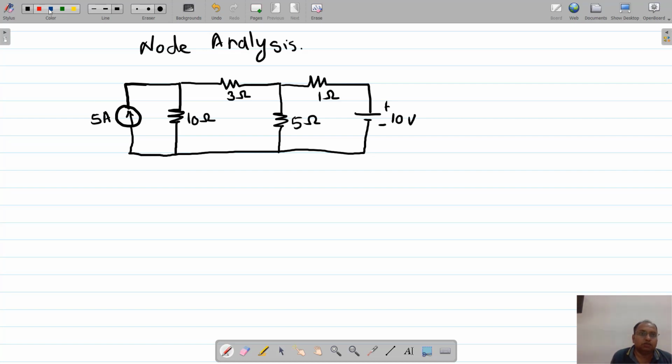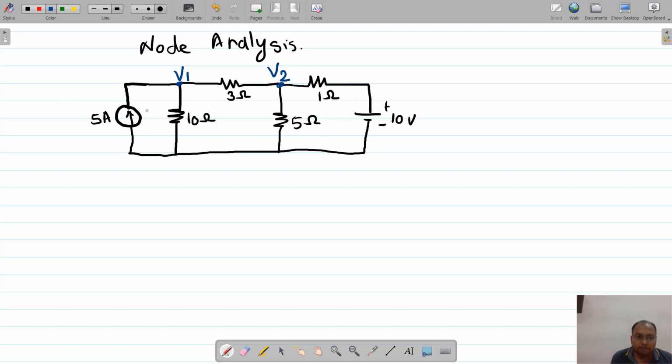Great. Okay, so this is nothing but my circuit. Fine. So how many nodes are there? This is my first node and this is another node, right? Where two or more connections are there, right? Let us call this node number 1 and the voltage at this particular node 1 is V1. Let us say this is node number 2 and the voltage at this particular node is V2, right?